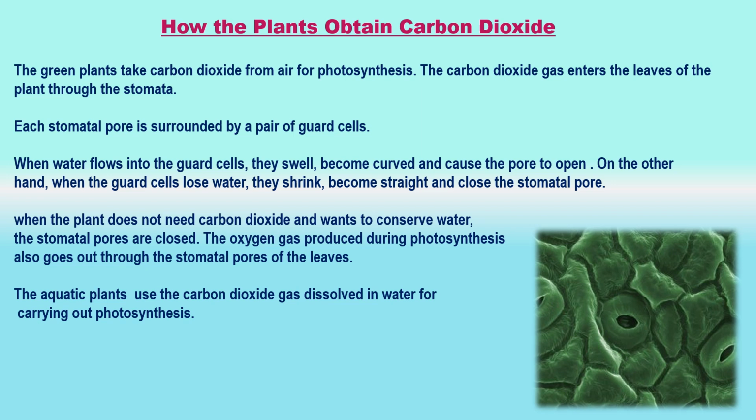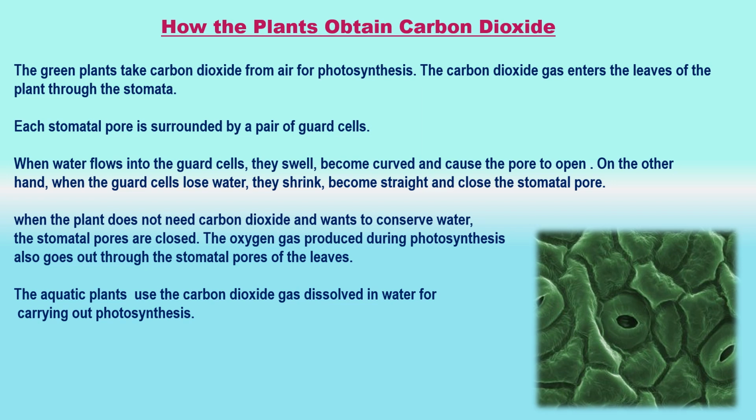A large amount of water is also lost from the cells of the plant leaves through open stomatal pores. So, when the plant does not need carbon dioxide and wants to conserve water, the stomatal pores are closed. The oxygen gas produced during photosynthesis also goes out through the stomatal pores of the leaves.